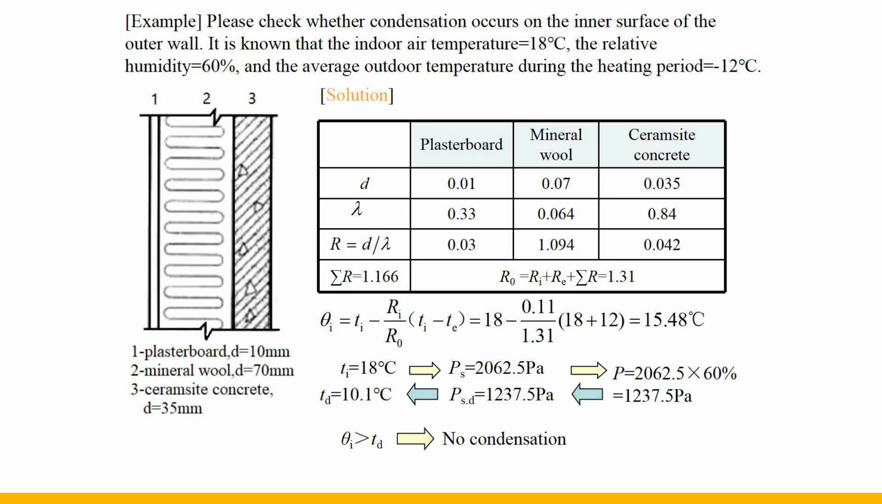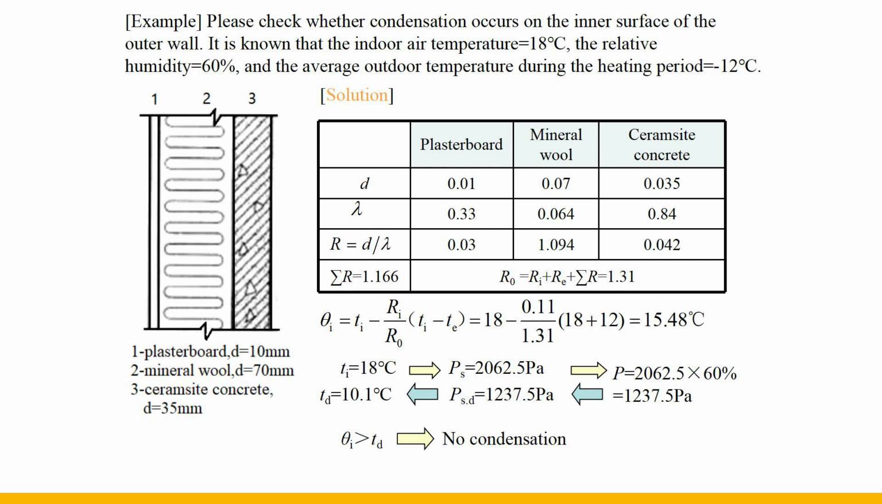The solution to this problem is, first, find out the thermal conductivity of each layer of the material, and calculate the thermal resistance of each layer. Second, calculate the inner surface temperature of the envelope. Then, according to the indoor temperature and humidity, find the indoor saturated water vapor partial pressure and calculate the indoor dew point temperature. Finally, the calculated inner surface temperature is compared with the dew point temperature to determine whether surface condensation has occurred.